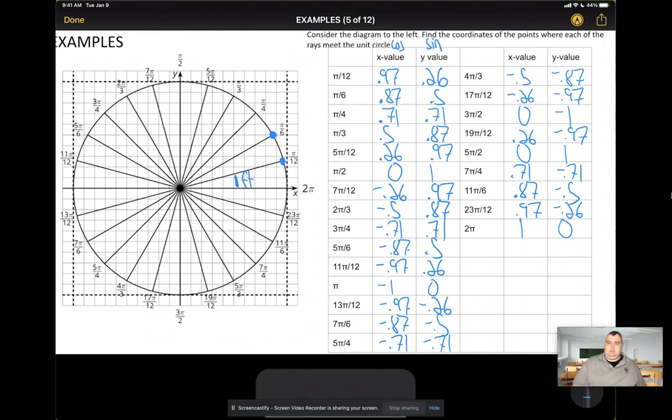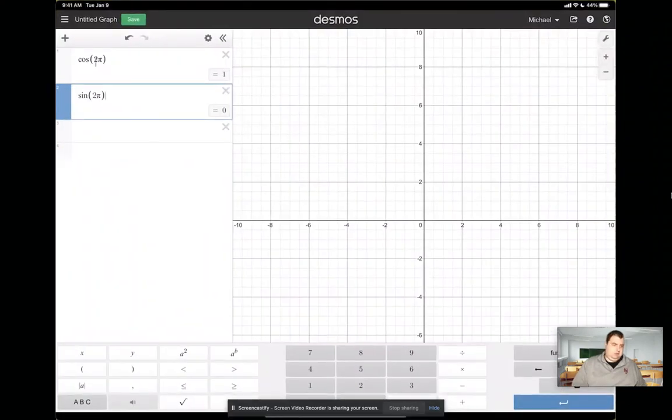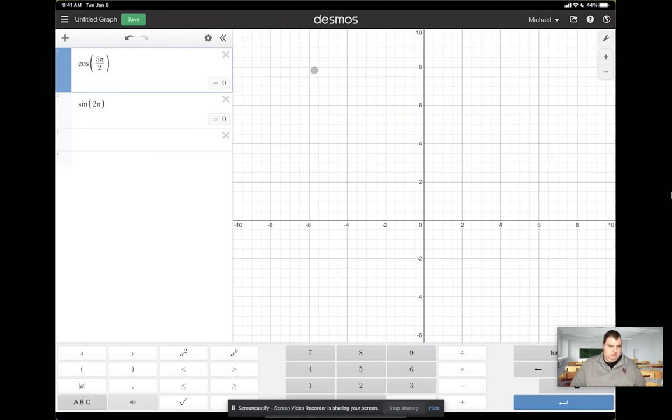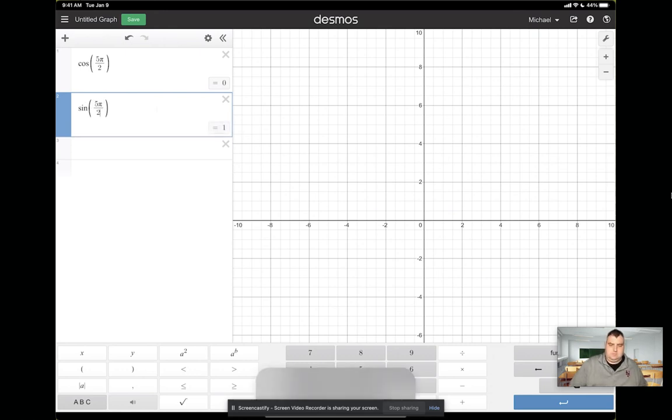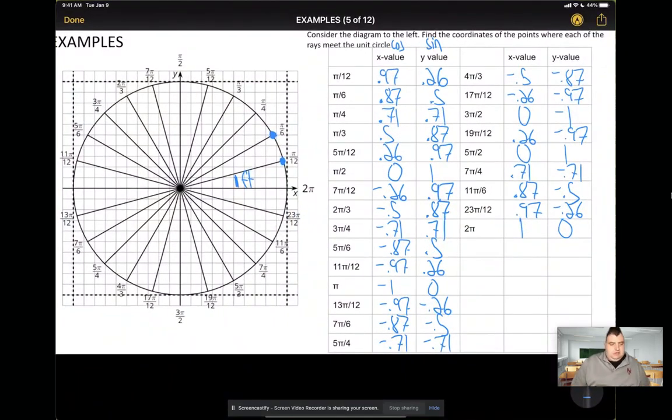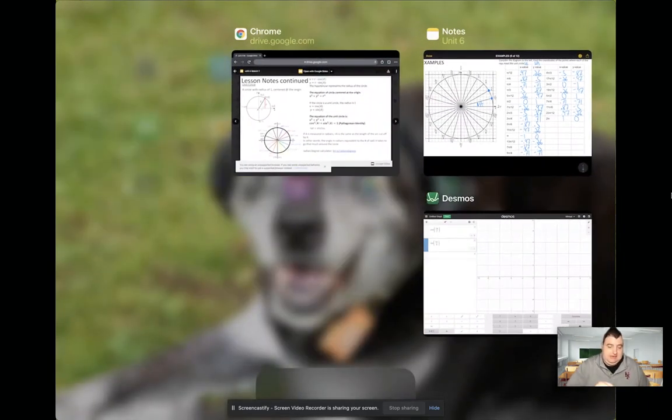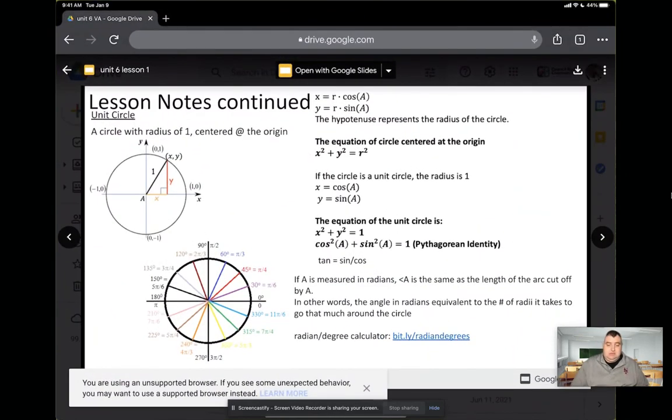Let me just double check one more time. 5 pi over 2. So if you fast forward, this is the complete table. Again, the purpose of this lesson is to realize that if we want to find the x values and the y values, it has to do with x going with cosine and y going with sine. That is it for this lesson.